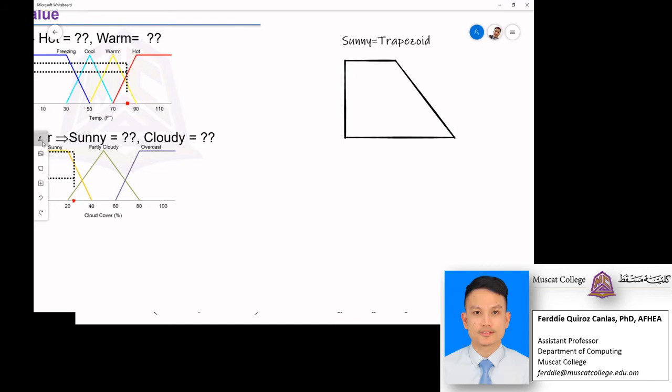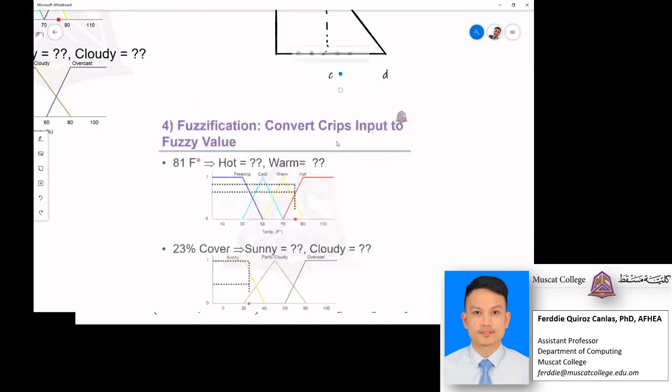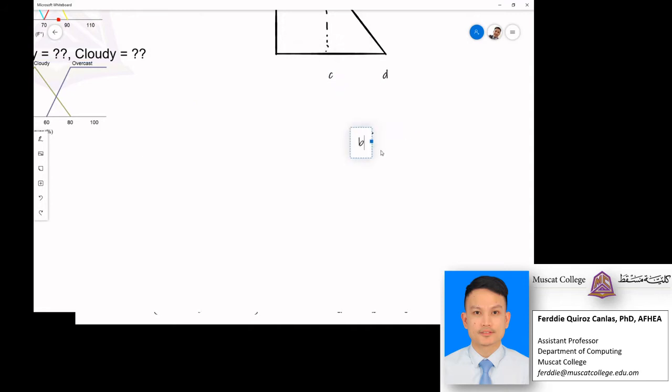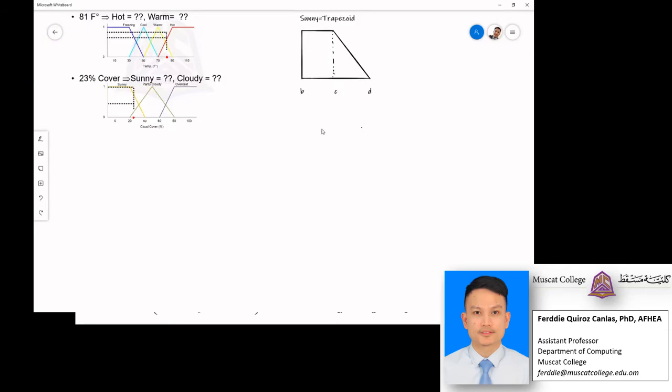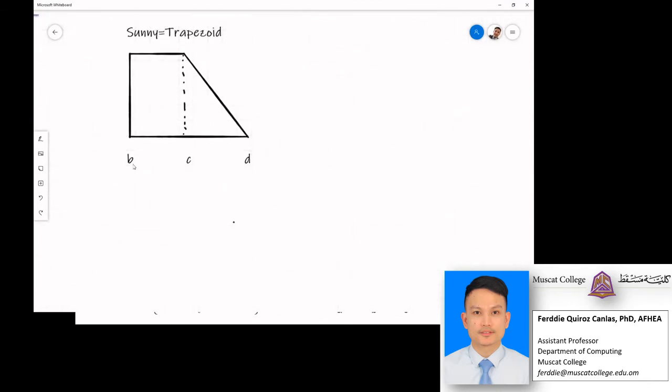So let me just draw another imaginary line here. So in this case we have B, we have D here, we have C, we have B. Since we will be following this one, let's put the values. Let me just put it on top so that it won't disturb us.